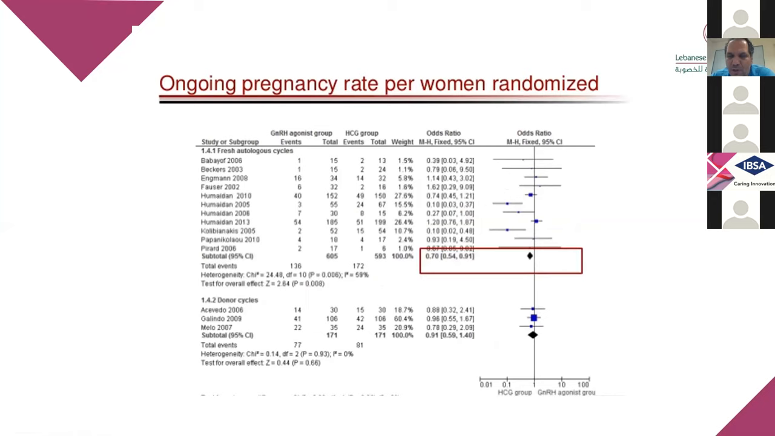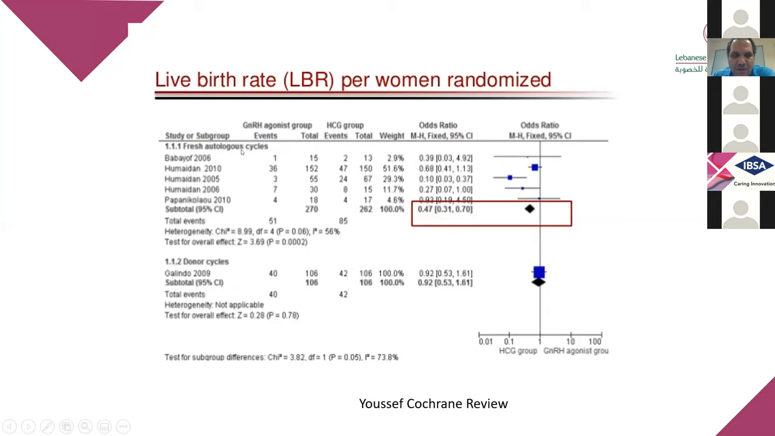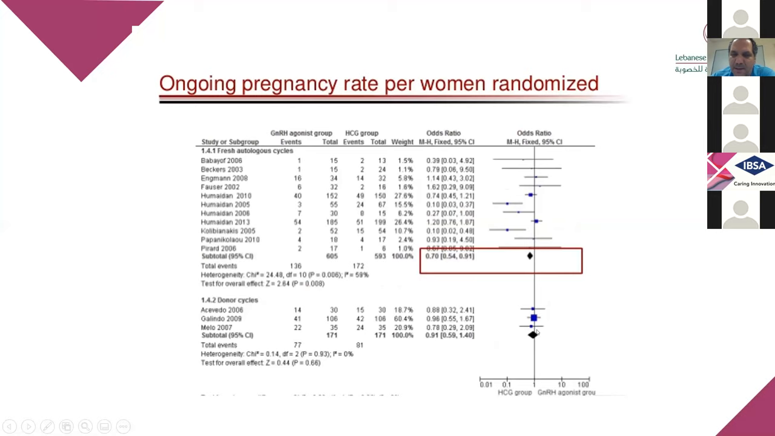But please, sorry, I go back to show you this is in autologous cycles, while this is in donor cycles. So when you look at fresh autologous cycles, you see that it is significantly better with the HCG, but when you look at the donor cycles, there is no difference in the live birth rate, and similarly for the ongoing pregnancy rate, there is no difference when you look at the donor cycles.